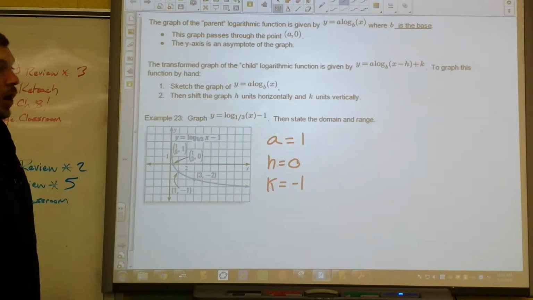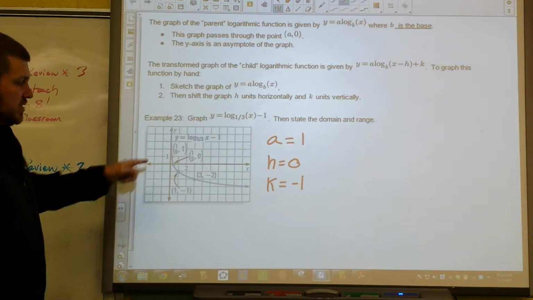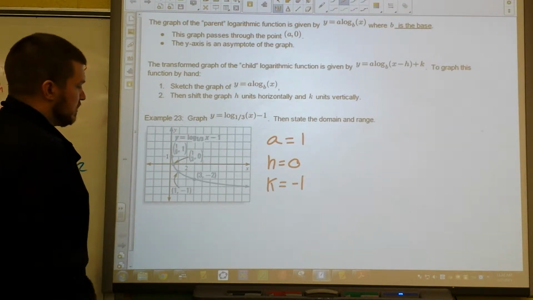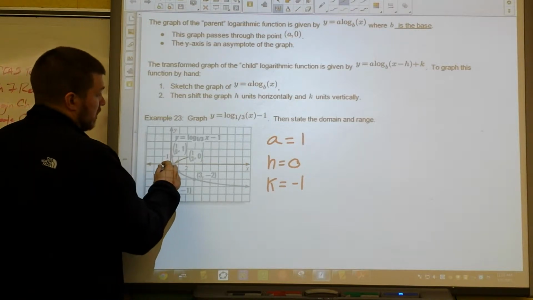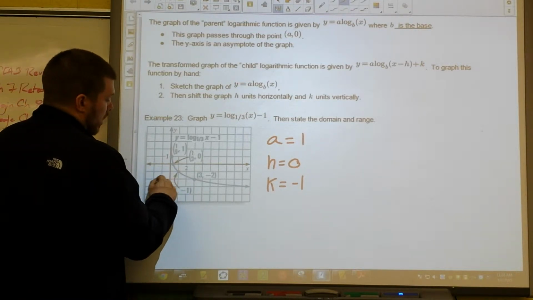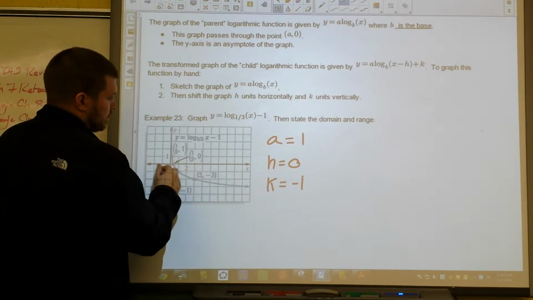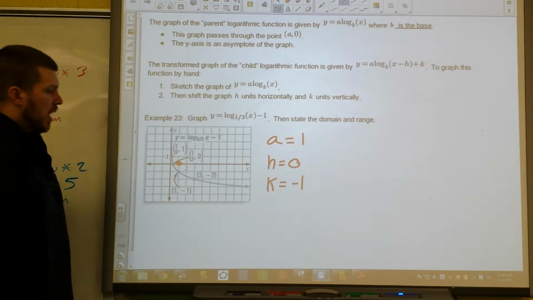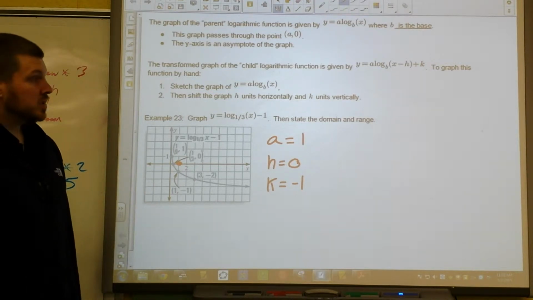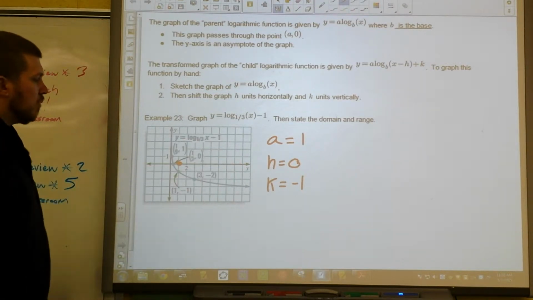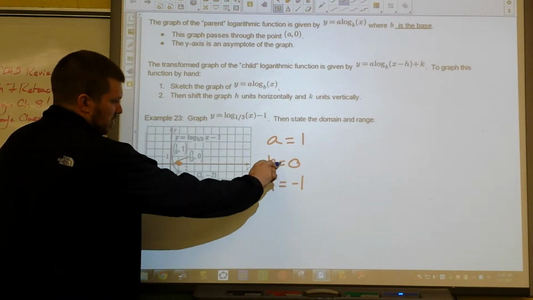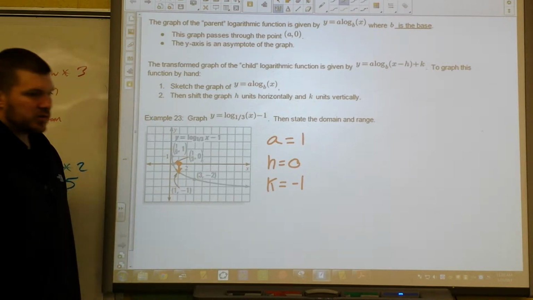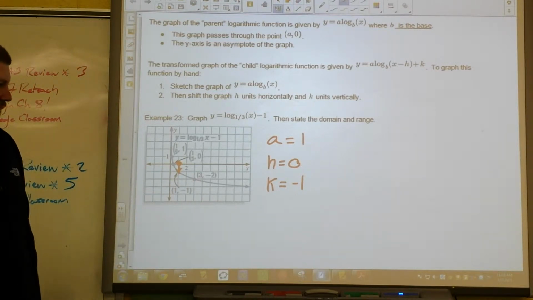Well, remember our parent function, if it was graphed, and it's not graphed here, always passes through the point a comma 0. So our parent function has to pass through the point 1 comma 0, which would be right here. And then to get the child function, we're just going to shift down since there's no horizontal shift. Shifting down, we get right here on our child function. That's exactly what's supposed to happen.